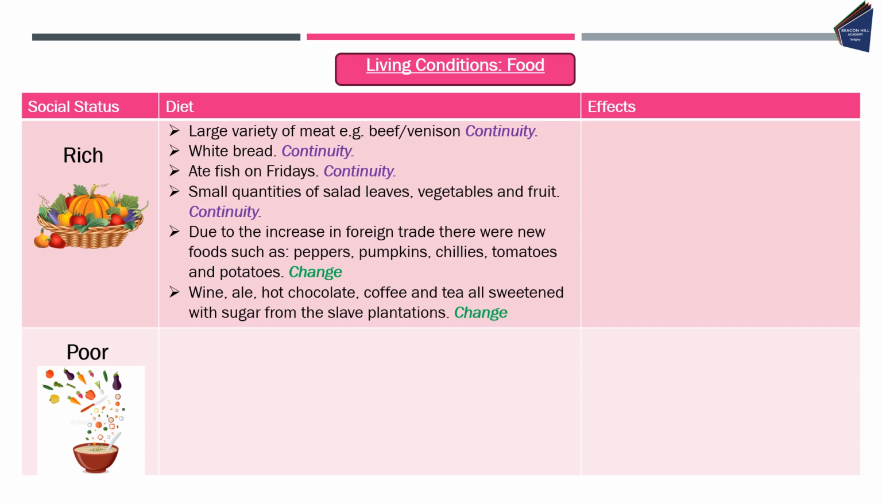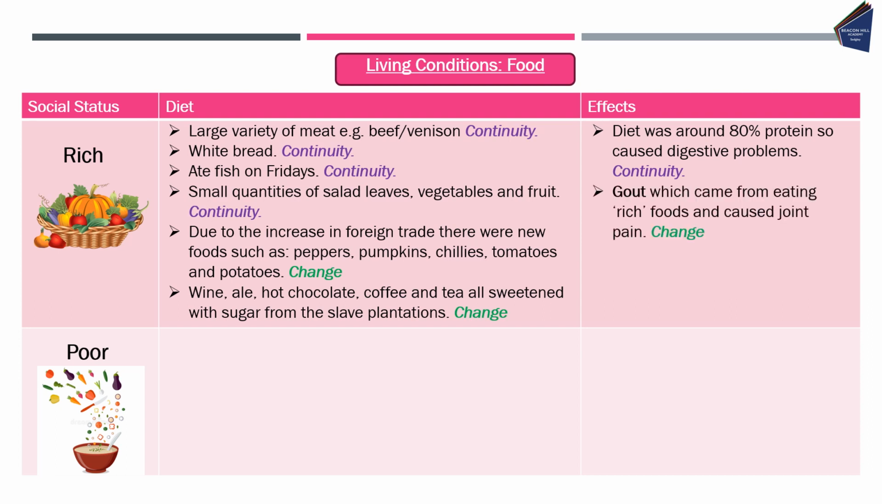In terms of the effects of these, the diet was around 80% protein, so there was a lot of digestive problems due to the lack of variation, so lots of meat and fish being consumed by the wealthy. And we also have something called gout, which came from eating very rich foods. So by rich, we're not speaking about expensive, we're talking about the taste and the flavour of those foods. And this caused a lot of joint pain. This is a change that appears during this time period because of the richness of foods being consumed.